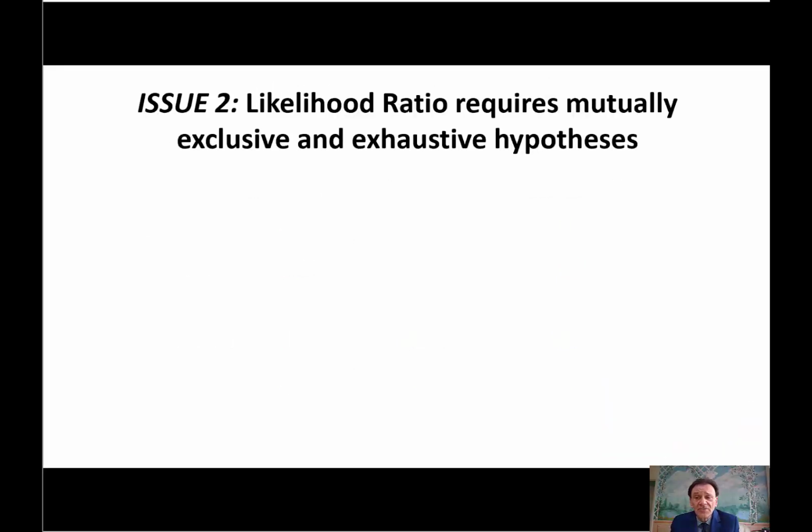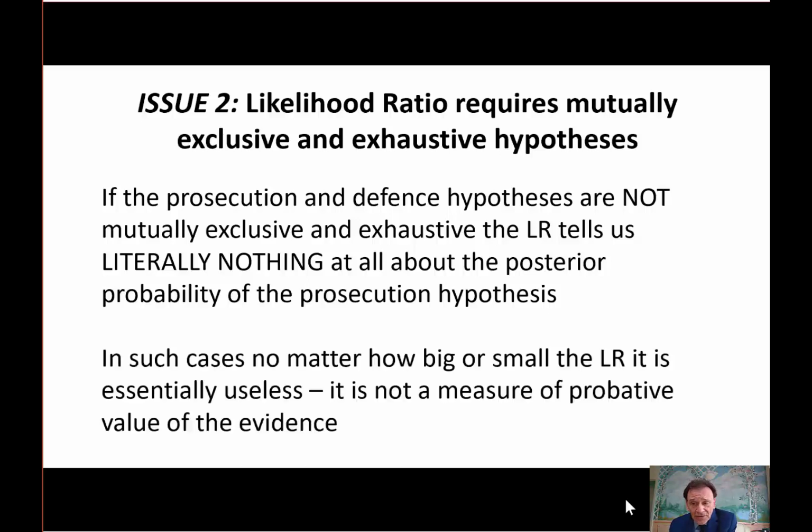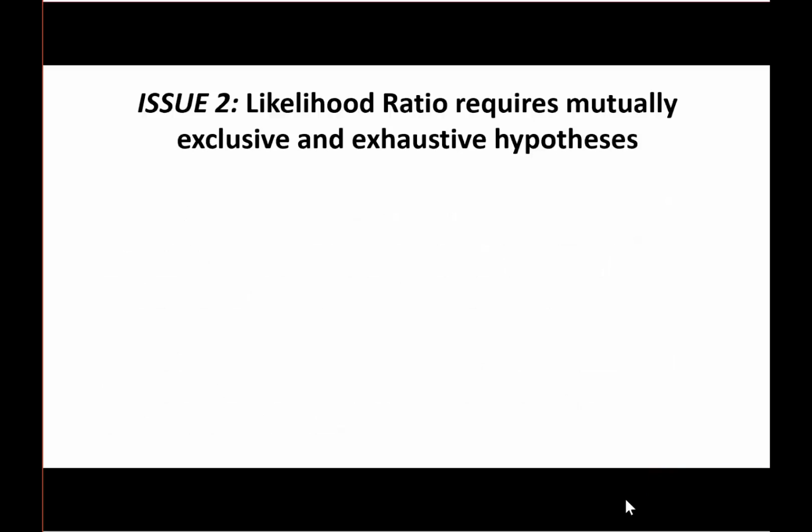Even more crucially, but generally ignored, if the prosecution and defence hypotheses are not mutually exclusive and exhaustive, meaning that the defence hypothesis has to be exactly the negation of the prosecution hypothesis, then the likelihood ratio tells us literally nothing at all about the posterior probability of the prosecution hypothesis. In such cases, no matter how big or small the likelihood ratio is, it's essentially useless. It is not a measure of probative value of the evidence. It tells you how the posterior probability of the prosecution hypothesis changes relative to the defence hypothesis, but it doesn't tell you anything about how the probability of the prosecution hypothesis changes generally.